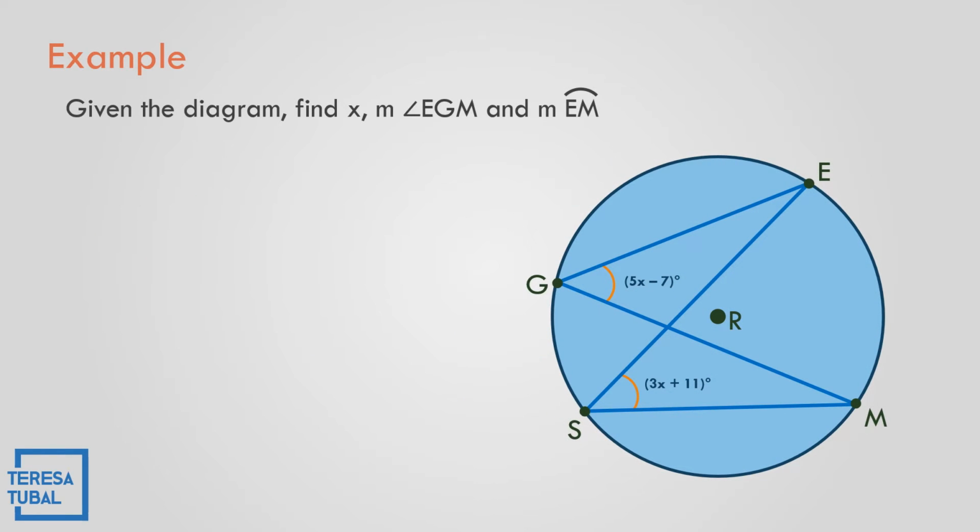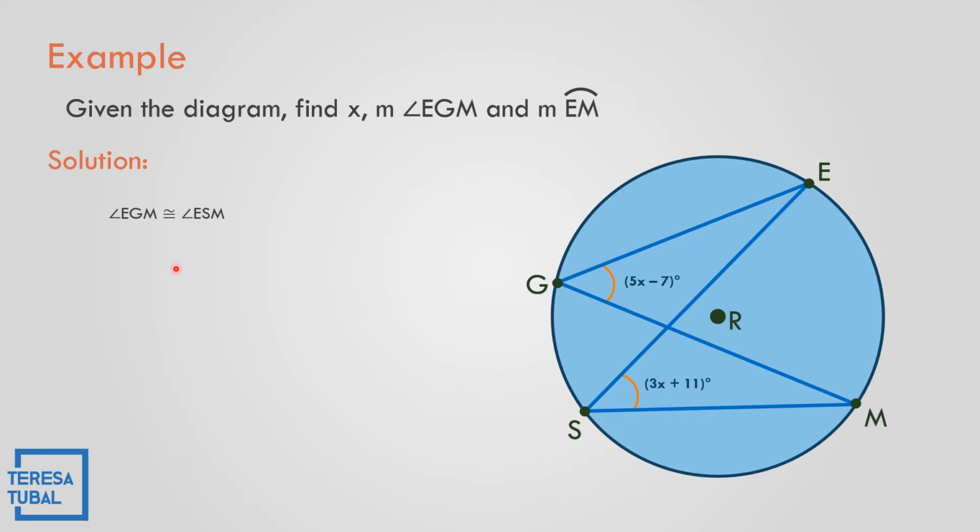So let us find the value of x, the measure of angle EGM, and the measure of arc EM. If the measure of angle EGM is equal to the quantity 5x minus 7 degrees, while the measure of angle ESM is equal to the quantity 3x plus 11 degrees, what could be our solution? Our solution: angle EGM is congruent to angle ESM. If that is congruent, so the measures are equal.